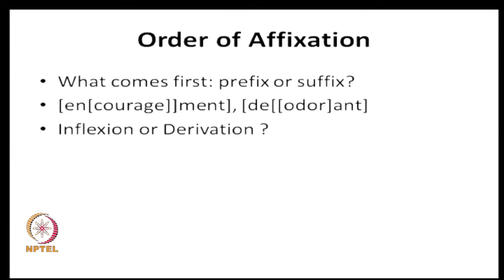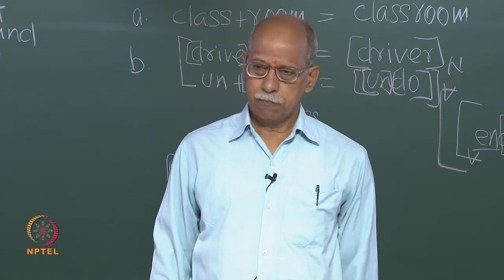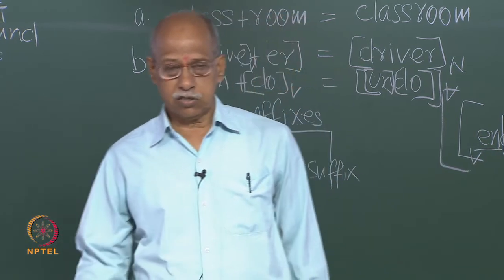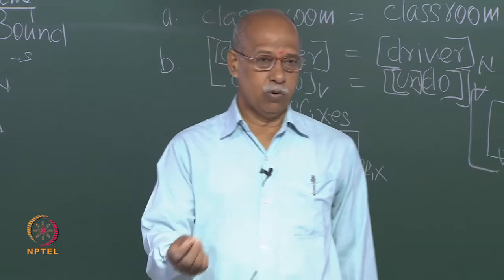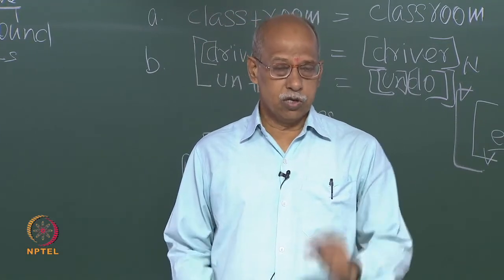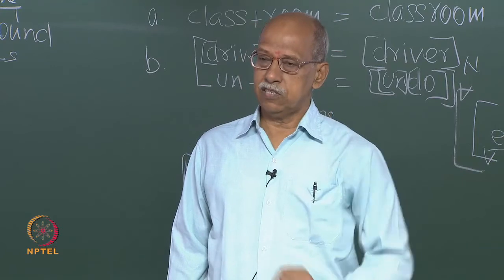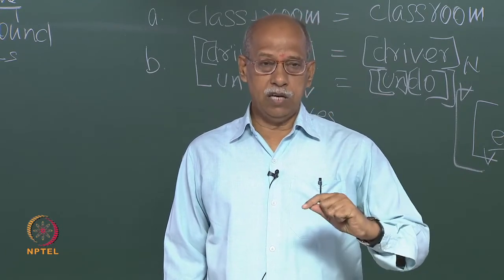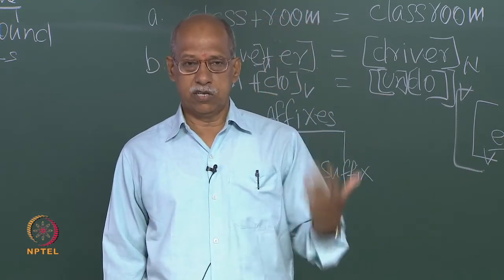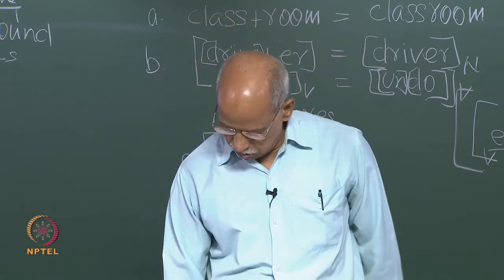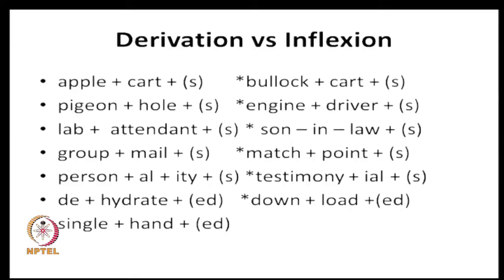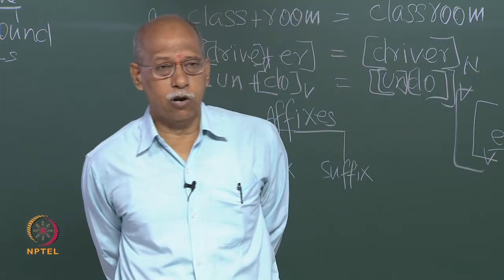What is inflection? When you say number, gender, person, case. When you say chhatra, chhatra. When you say wah jata hai, wah jati hai. He goes, she goes. So go plus es is inflection. But go plus er, goer, teacher, driver, that is derivation. You make a new word. Okay? Look at the examples. In English, imagine you have these three things. You have apple and cart and s, plural. Where would you put this plural? Would you add it to apple or to cart?